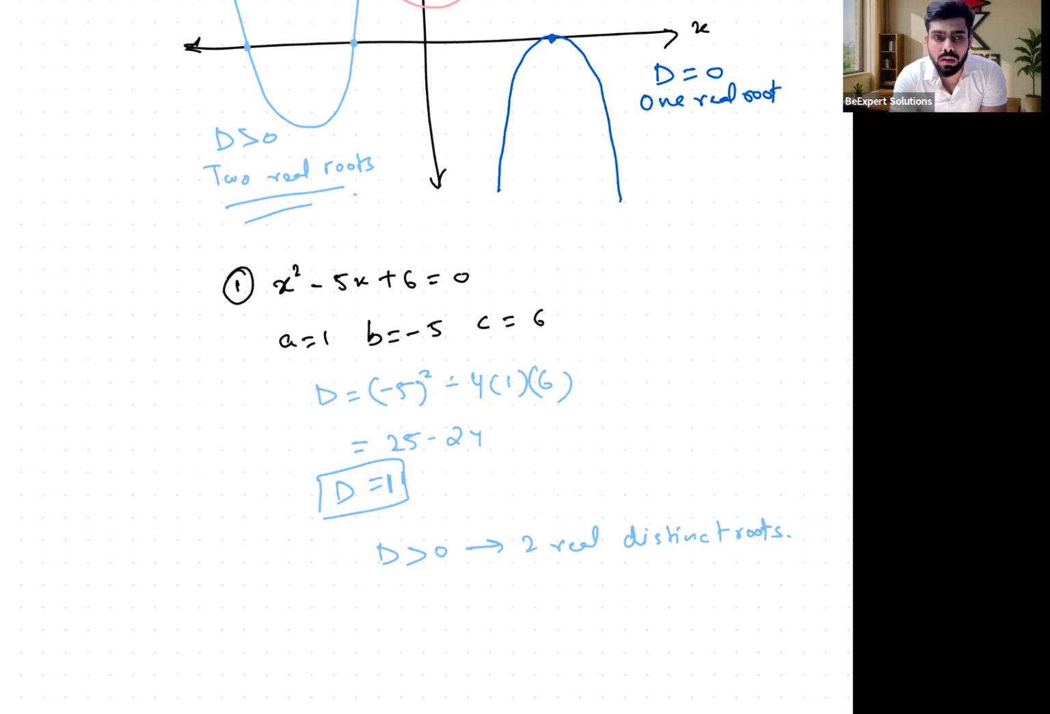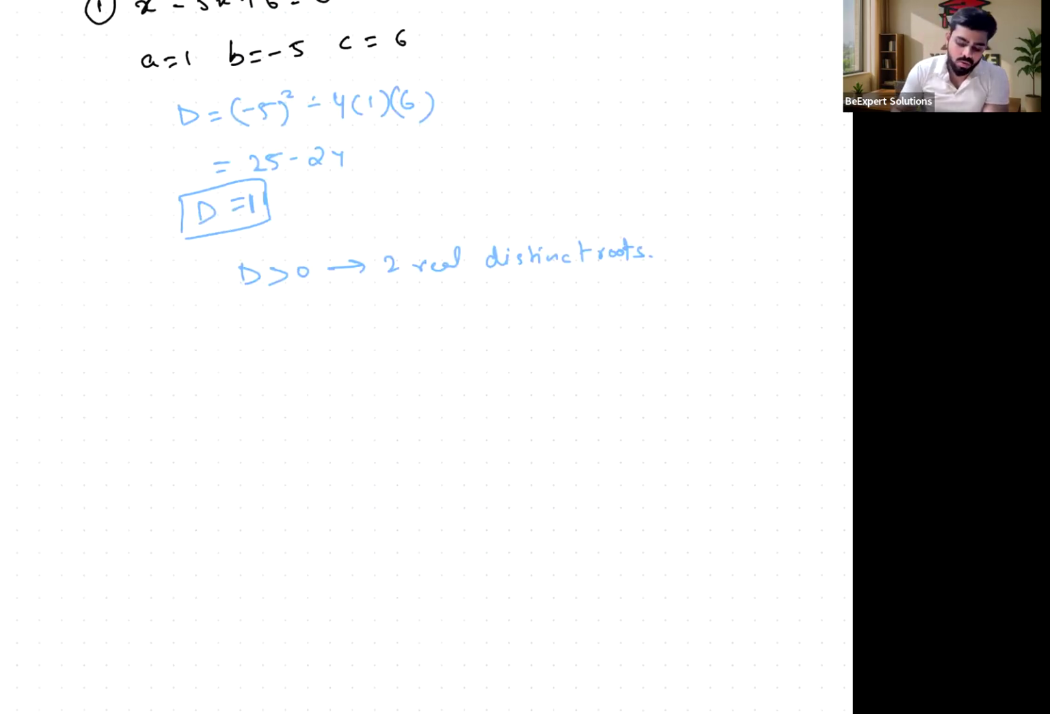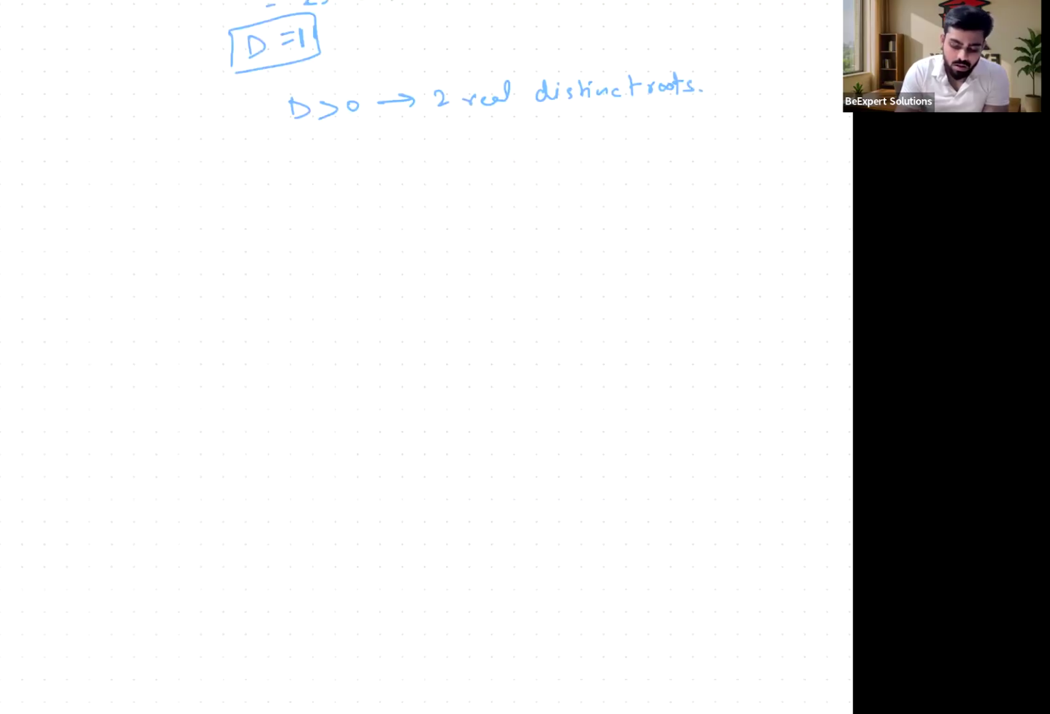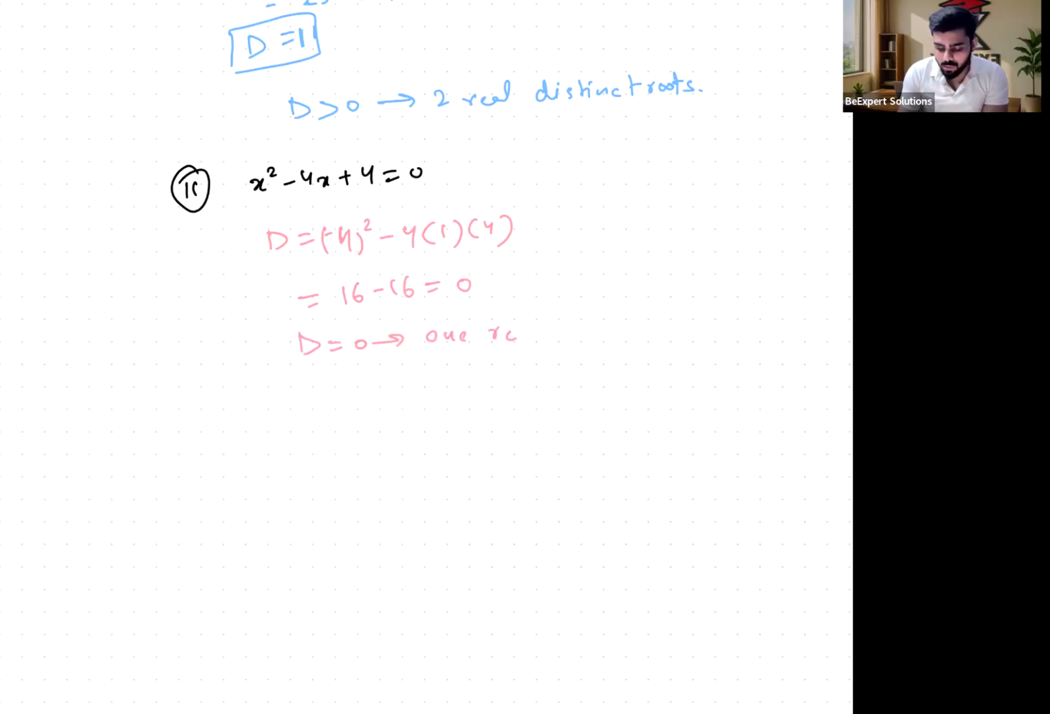Now, similarly, let's say I have another question also, just to practice, guys. You need to know that. Second, let's say you have x square minus 4x plus 4 is equals to 0. Then in that case also you can mention D is equals to b square, which is minus 4 whole square, minus 4 times a times c, and that gives you 16 minus 16, that is equals to 0. So here when D is equals to 0, it is one repeated root, one repeated root.